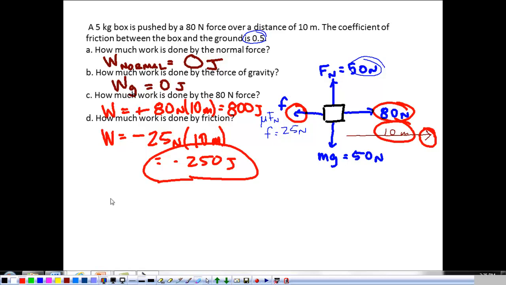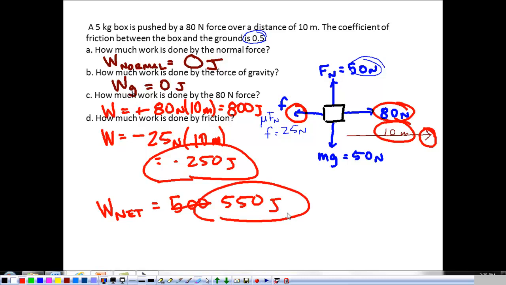If I wanted the net work from this, and that's the next part of the question, I'm just going to show you a different way on the next page. The net work, I'd have to add these all together. 0 plus 0 plus 800 minus 250. The net work, nope, not 500, is 550 joules. That is the net work done on this object by all of these forces. We took and added them all together. That's one way to get to the net work.